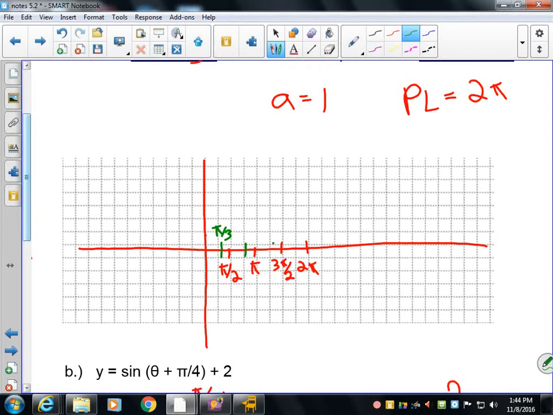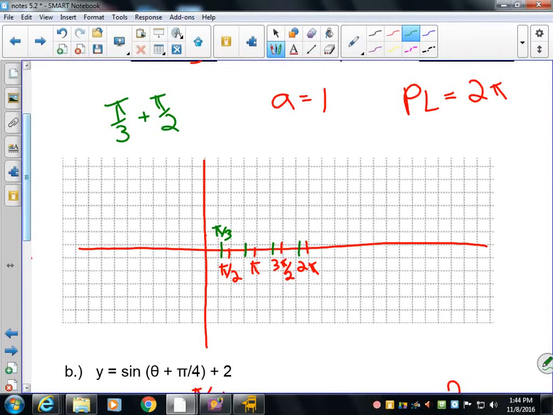And then everywhere I'm shifting is another pi-halves, right? Because each one of these lines is a pi-half. How do I figure out what that next number is? I go pi-thirds plus pi-halves.